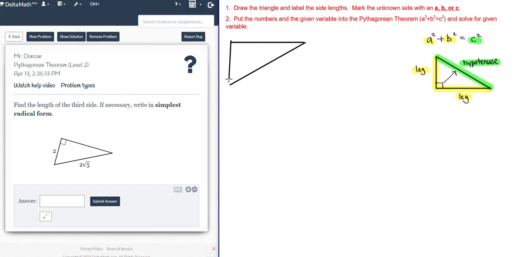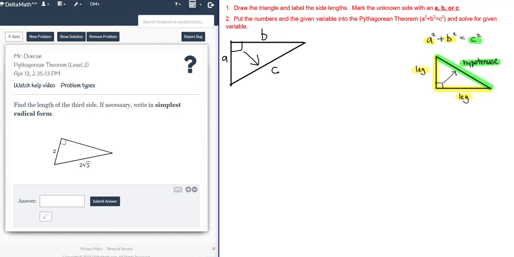For some reason this is hard for some kids. Practice makes perfect though. So here's my right angle. The side that's across from the right angle, that's my C value. I'm going to call this one A, and I'm going to call this one B, or B and A. Remember, the legs you can switch out.